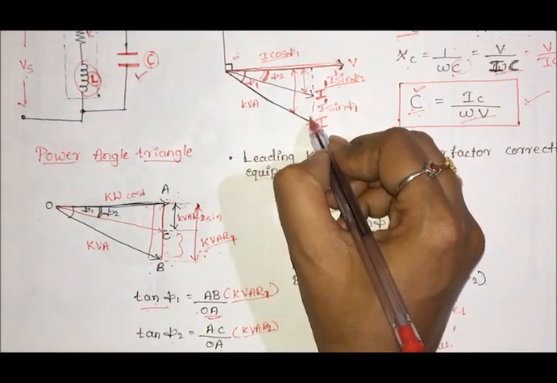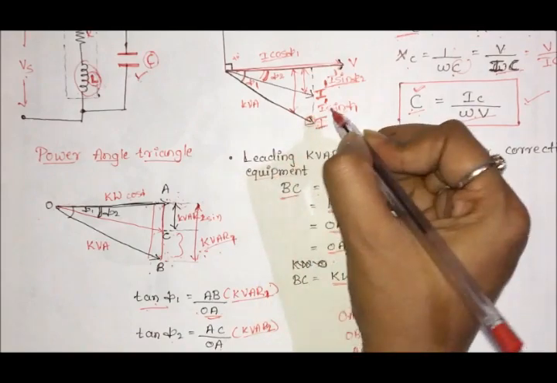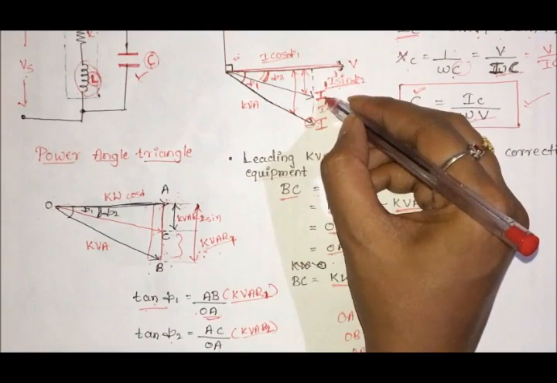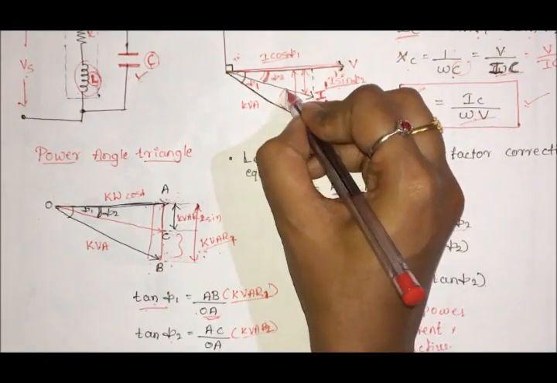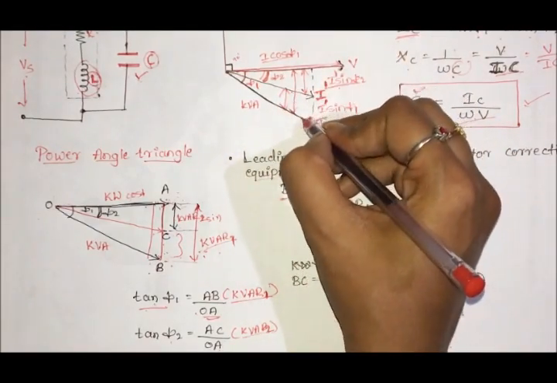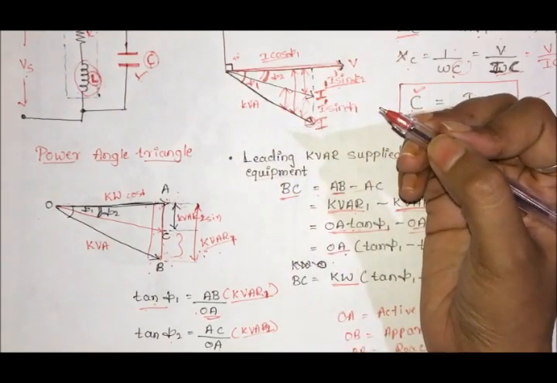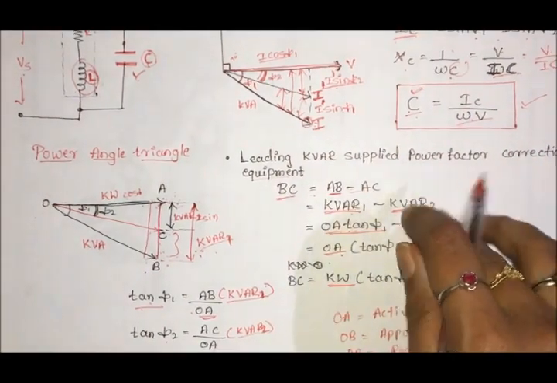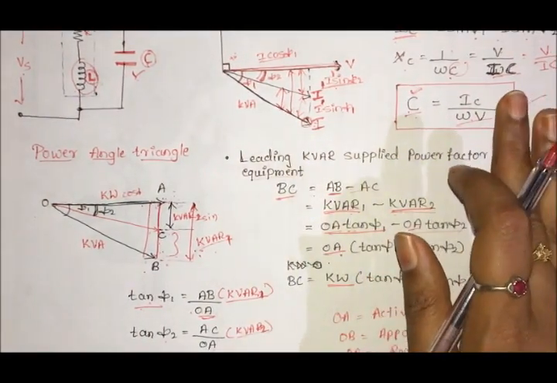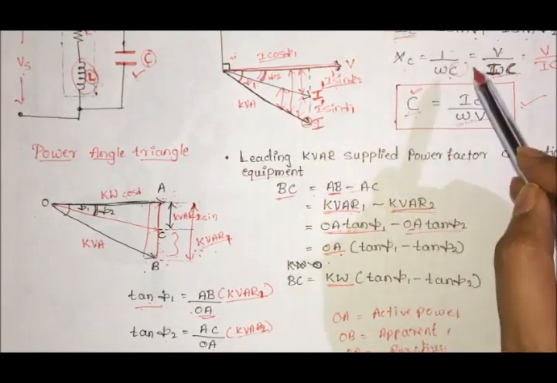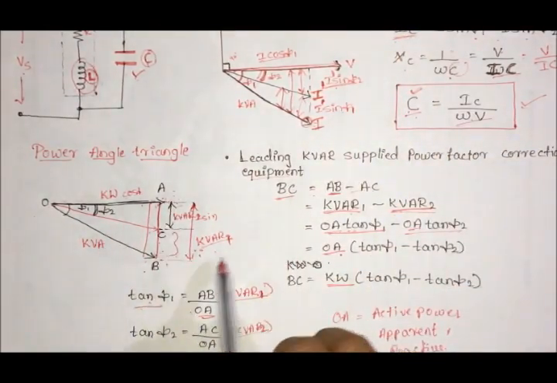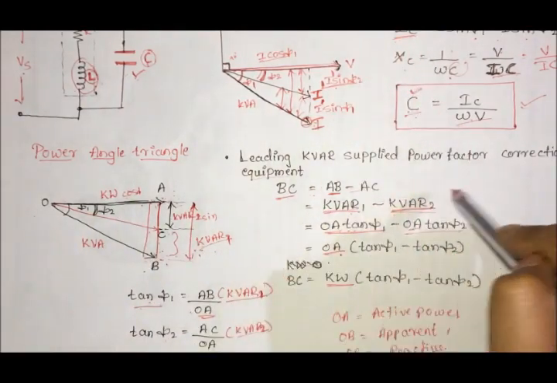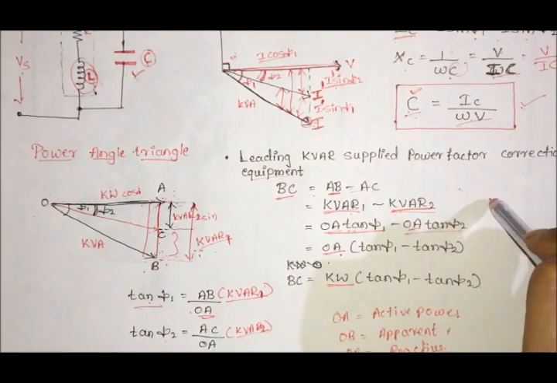Initially it was lagging reactive power. After connecting the capacitor, this much reactive power is reduced, which means we have boosted the power factor by this much. This is how we calculate the power factor. Initially we need to calculate the capacitor value, and next we need to calculate the power factor. So this is the derivation of the power factor calculation.